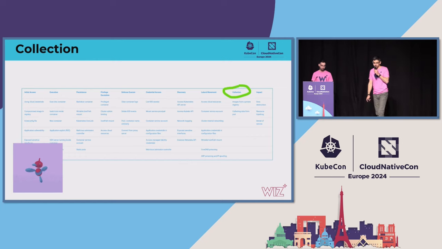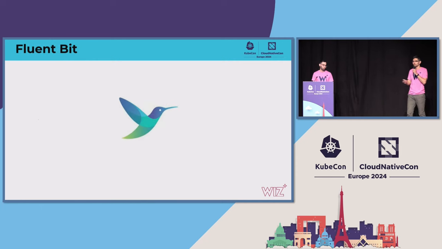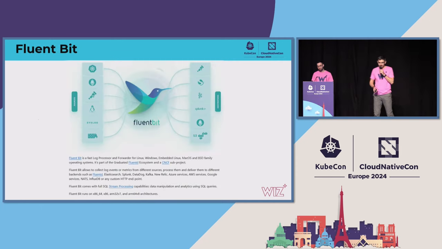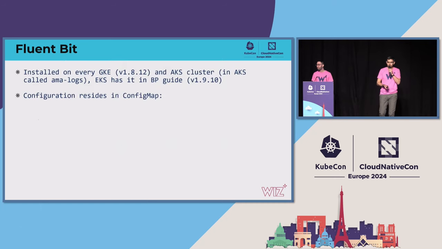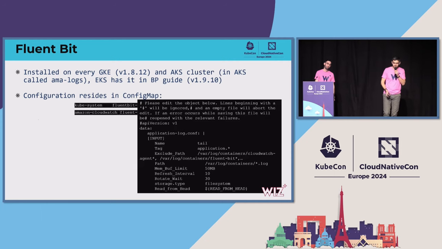Collection, for people who are into the Pokemons, I think Paragon is the one that represents the collection, information assembly. So I hope you see where I'm going with that. Fluent Bit. Fluent Bit is a very well-known log processor and log management solution. We love it because it's installed by default on GKE and AKS, and it's recommended for installation in the EKS best practices guide as well. The configuration affecting Fluent Bit goes through the config map, fluent-bit-config.